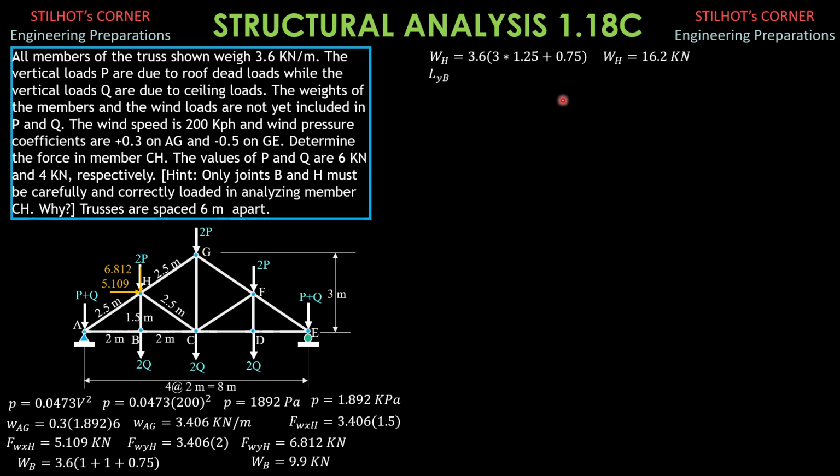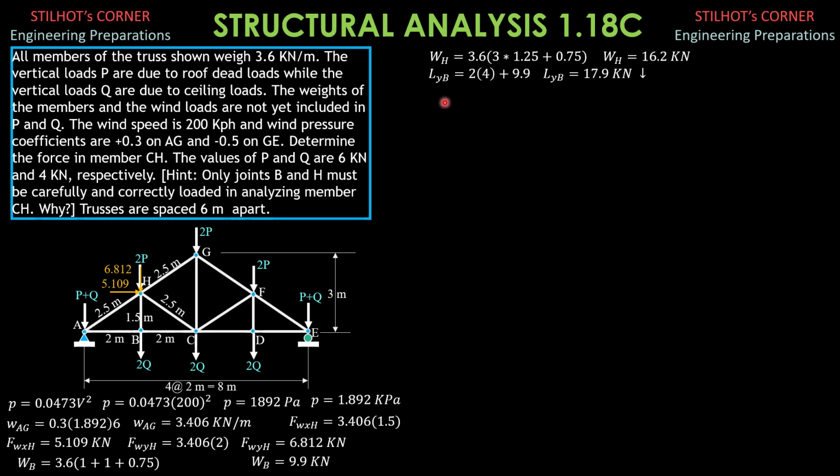So the total vertical load at B, Y load at B is 2Q, 2 times 4 kilonewtons for Q, then plus the weight of members attached to B, 9.9 kilonewtons. So that would be 17.9 kilonewtons.